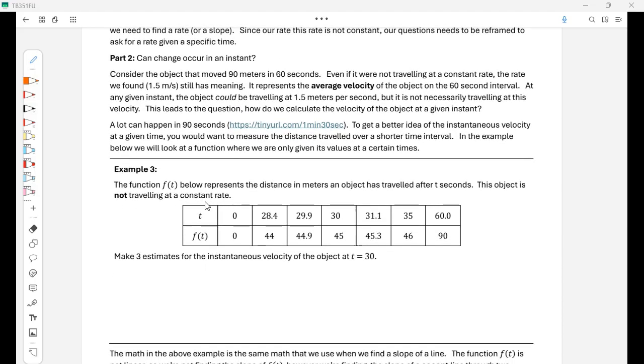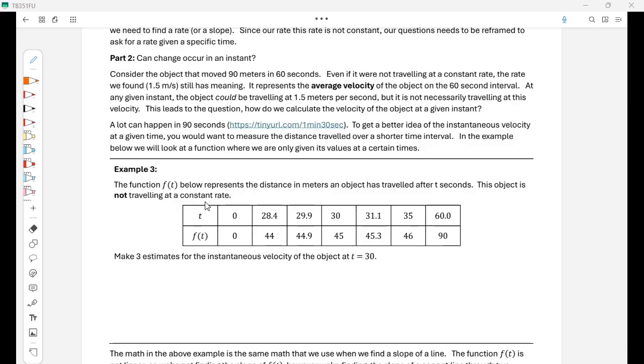Let's take a look. So we're moving into, well, then how do we figure out, sorry, let me try to say this right. How do we start figuring these things out when they're constantly changing? Basically, what we're saying is if something's moving 90 meters in 60 seconds, it may be at a different speed every second. It may be at a different velocity every 10th of a second, every 100th of a second. So how the heck do we figure that out? How do we measure that?